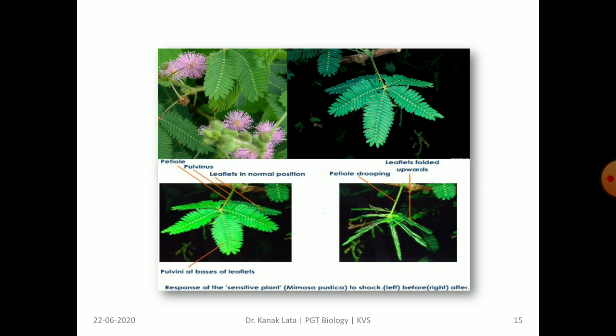Here in this figure, you can see the mimosa plant and its leaves before and after being touched by anyone.